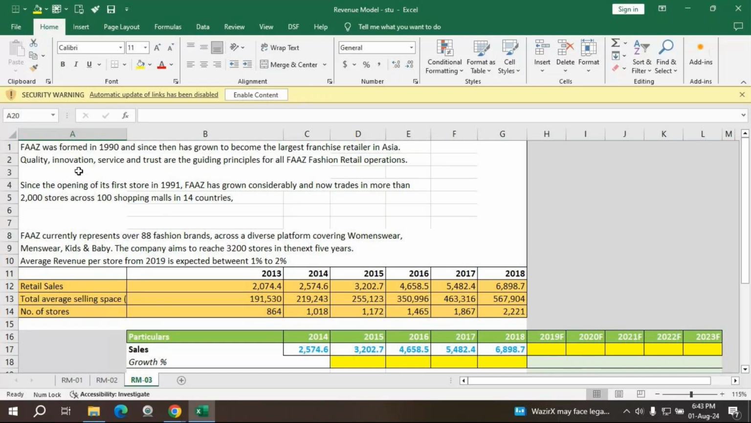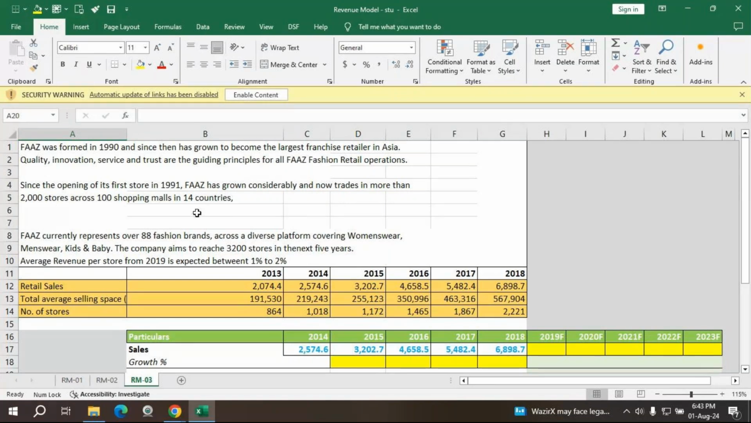FAS was formed in 1990 and since then has grown to become the largest franchisee retailer in Asia. Here we are going to talk about this one selling company, FAS. Quality, innovation, service, and trust are the guiding principles for all FAS fashion retail operations. Since the opening of its first store in 1991, FAS has grown considerably and now trades in more than 2000 stores across 100 shopping malls in 14 countries.